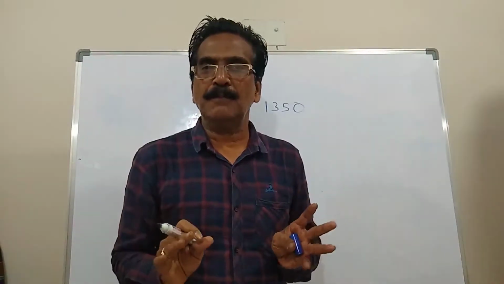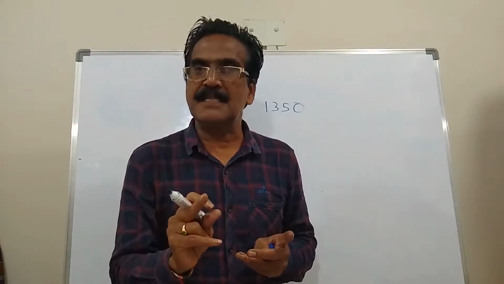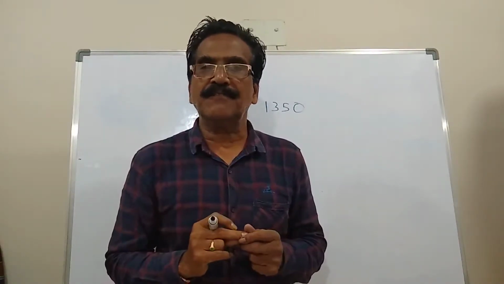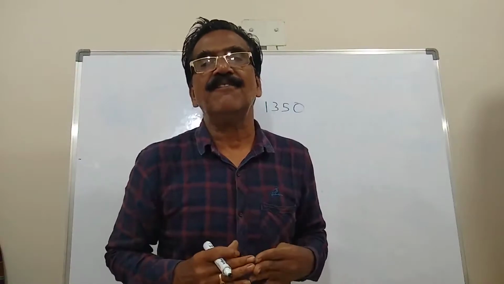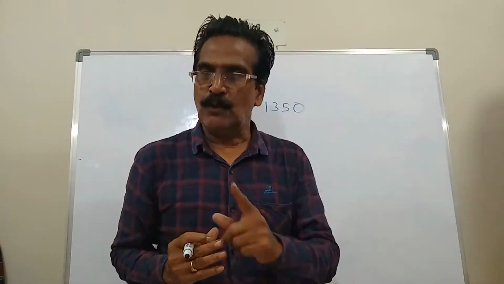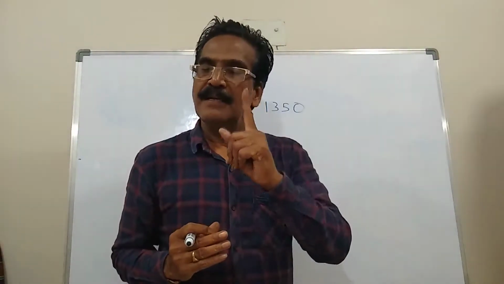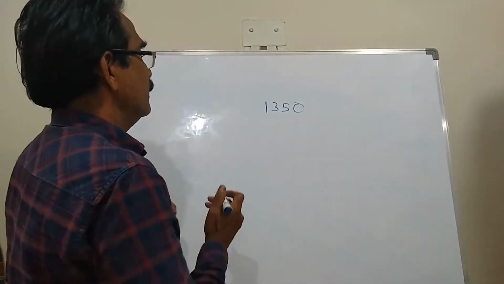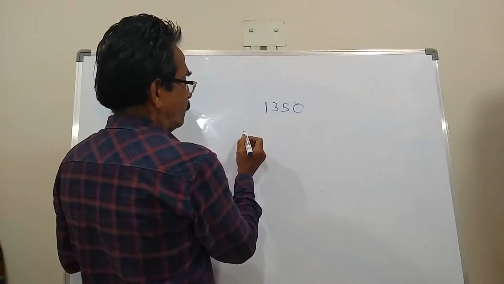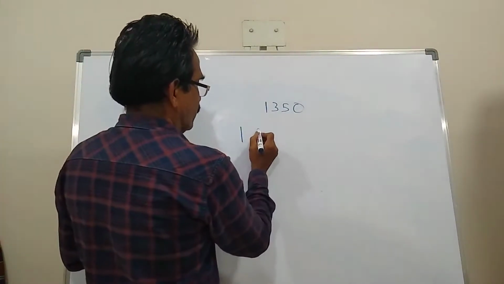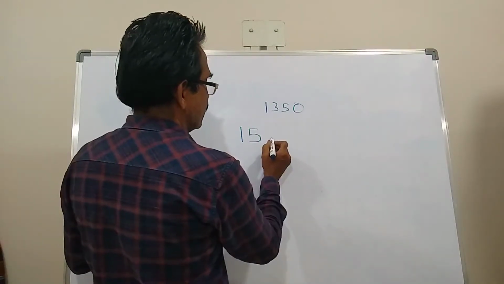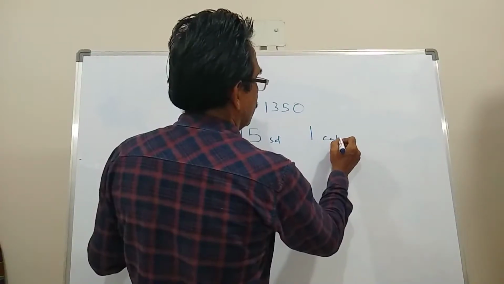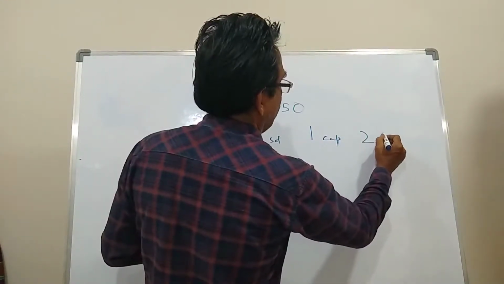Right friends, you got the problem. Total 1350 persons are traveling in a train. These 1350 persons consist of soldiers, captain and vice captain. So, what is the problem? For every 15 soldiers, there is one captain and two vice captains.